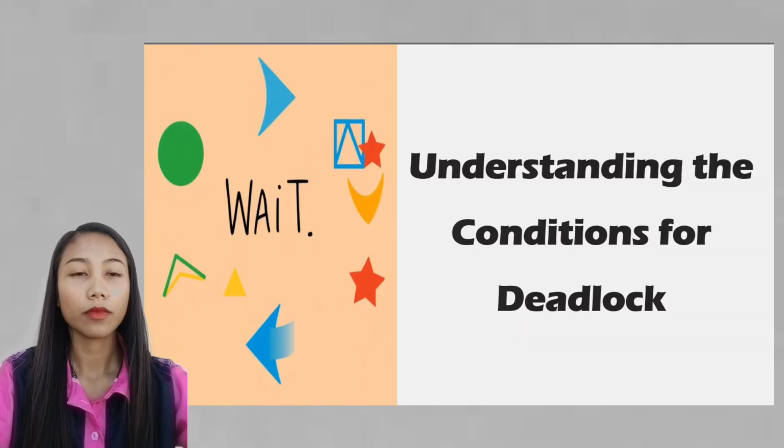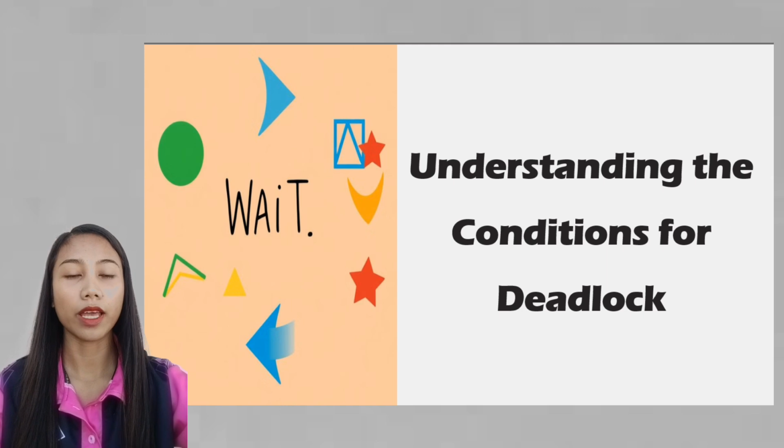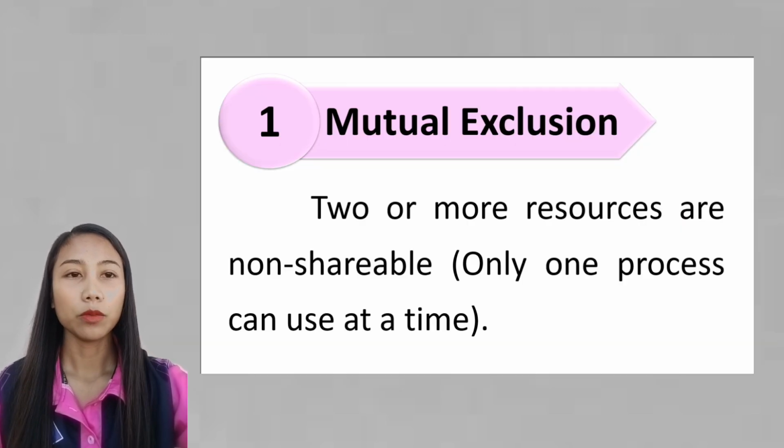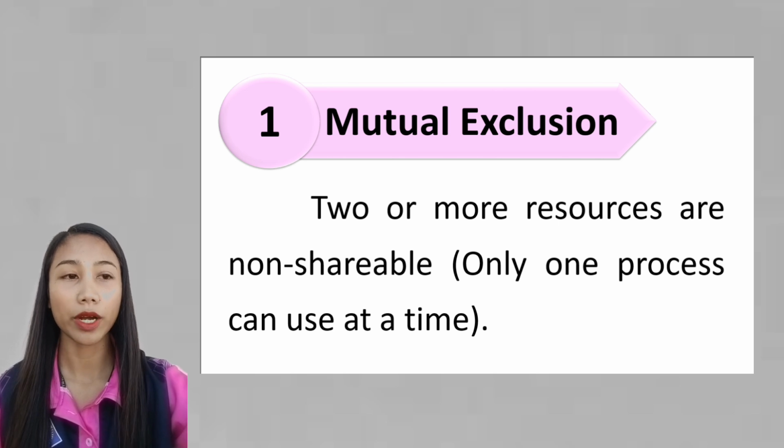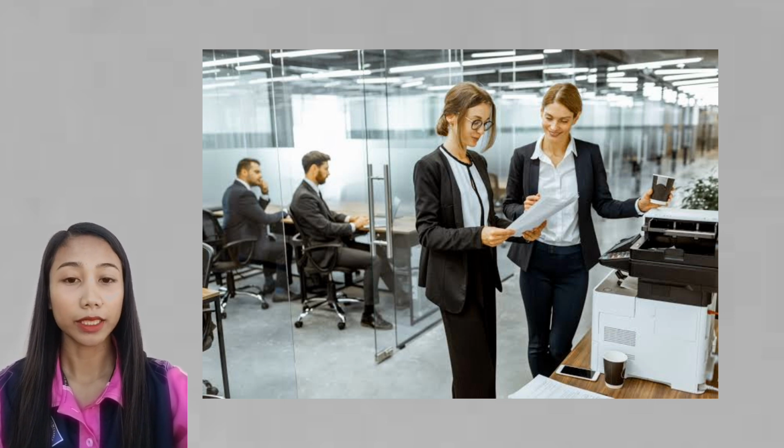a standstill. Understanding the conditions for deadlock. Number 1. Mutual exclusion. Two or more resources are non-shareable. Only one process can use it at a time. Means that at least one resource must be non-shareable. In simple terms, only one process can use this resource at a time. For example, imagine two people trying to use the same printer, but only one can print at a time.